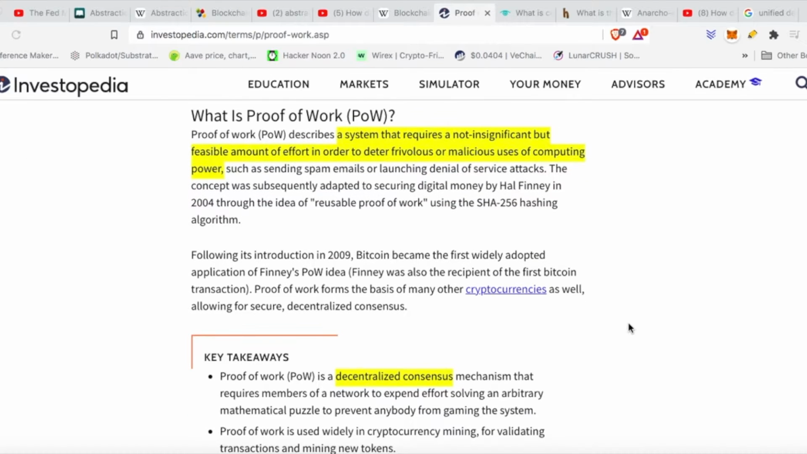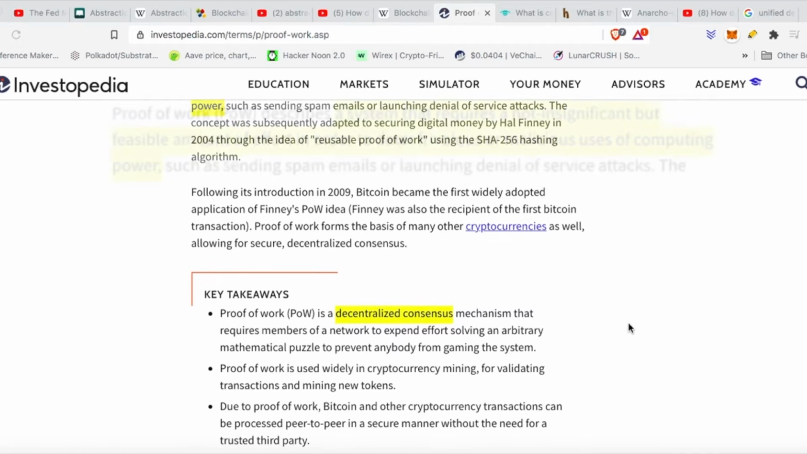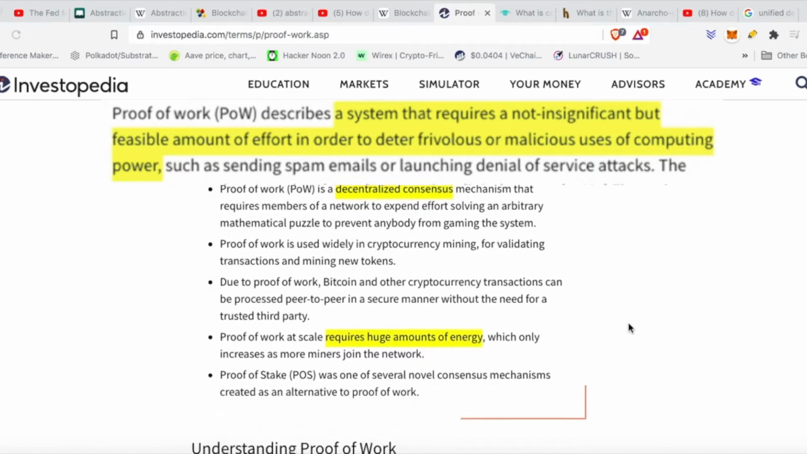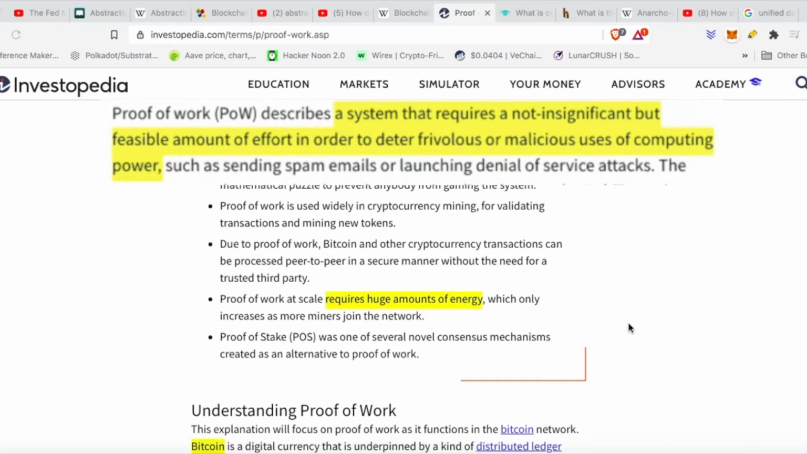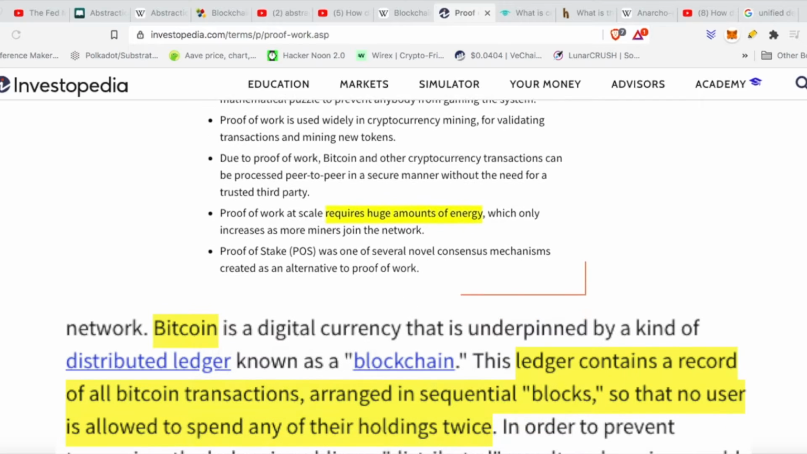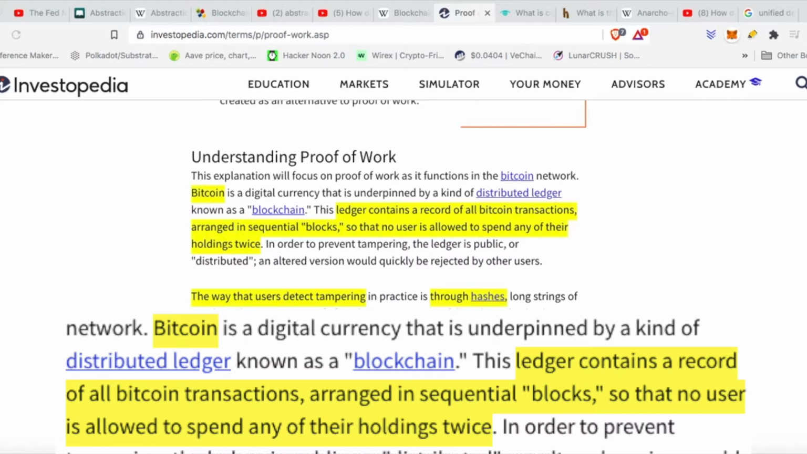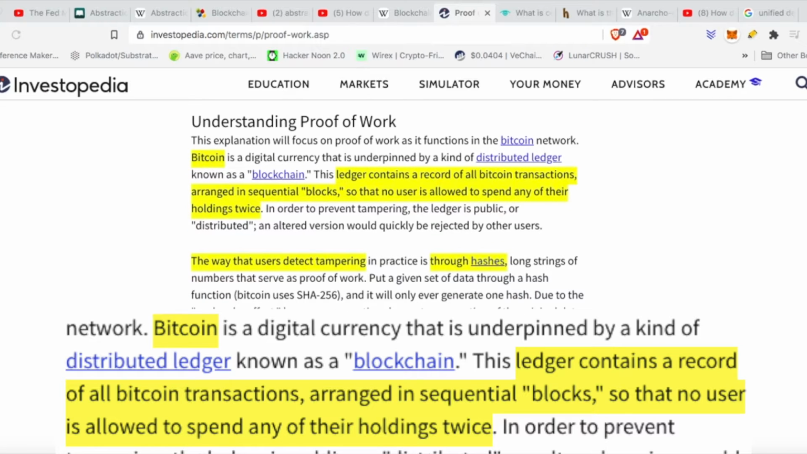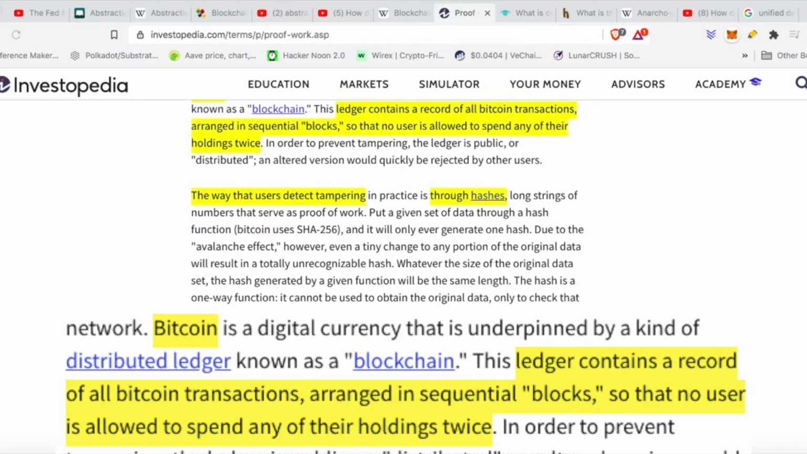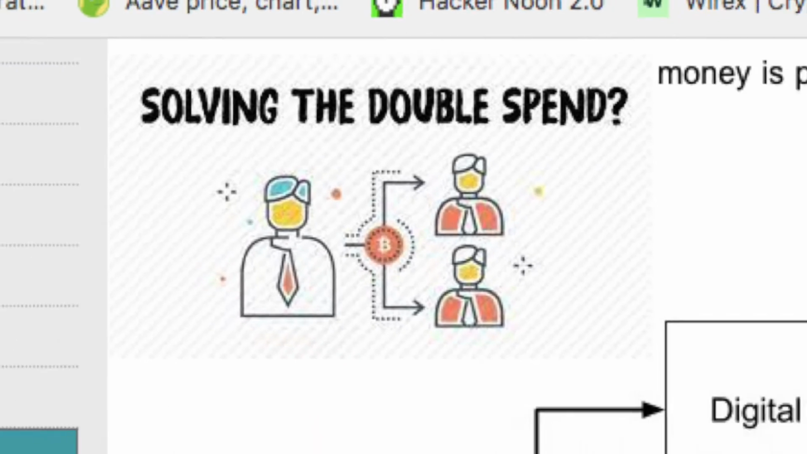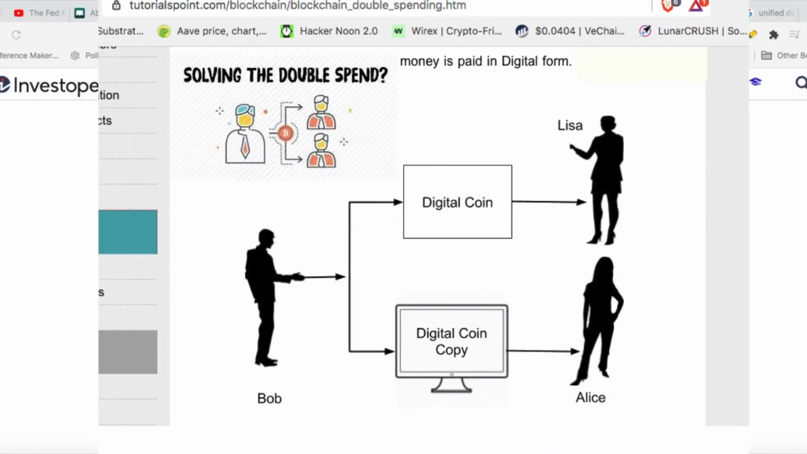What is proof of work? It's a system that requires a not insignificant but feasible amount of effort, processing power, in order to deter frivolous or malicious uses of computing power. In Bitcoin, the ledger contains a record of all Bitcoin transactions, arranged in sequential blocks, so that no user is allowed to spend any of their holdings twice. This is the double spend problem which Bitcoin solved.